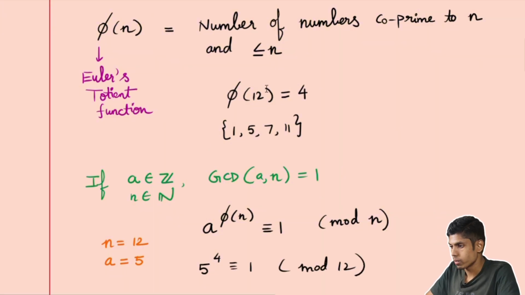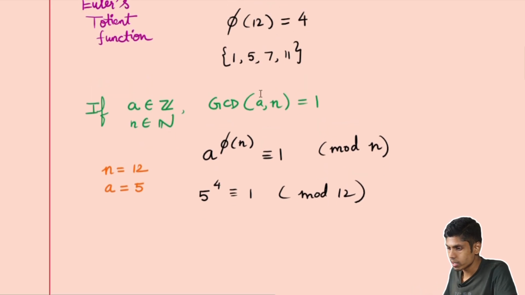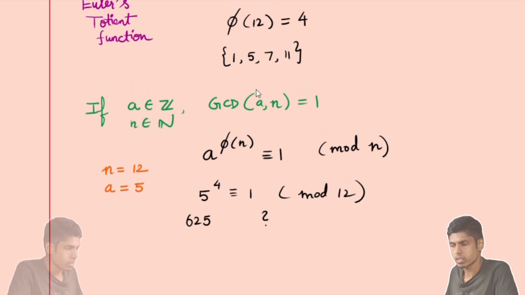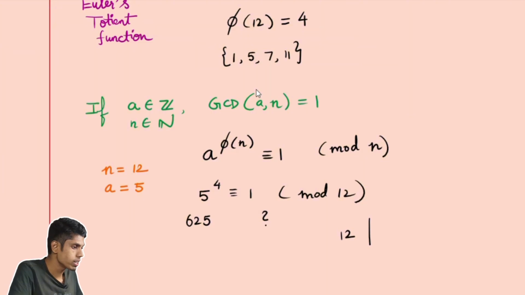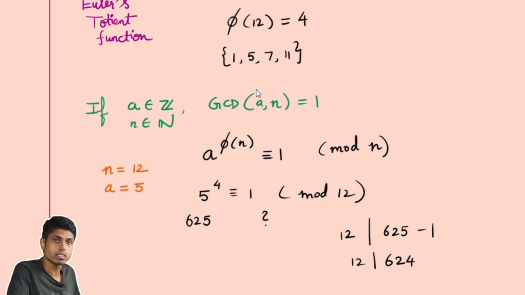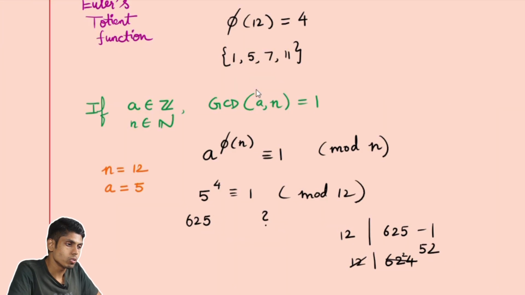Let's check it out. 5 to the power 4 is 625. And is it really congruent to 1 mod 12? For this to happen, 12 must divide 625 minus 1, which is in fact true. 12 divides 624. Because you can find that 12 fives are 60 and 2 goes off, 12 twos are 24. So this is one example that illustrates the application of Euler's theorem.